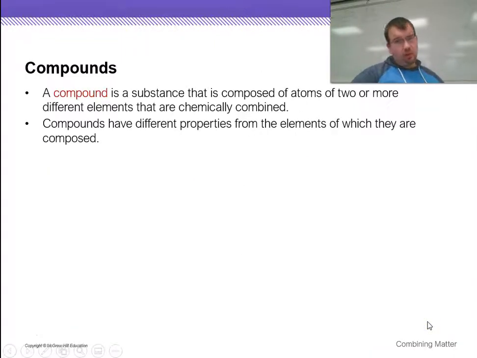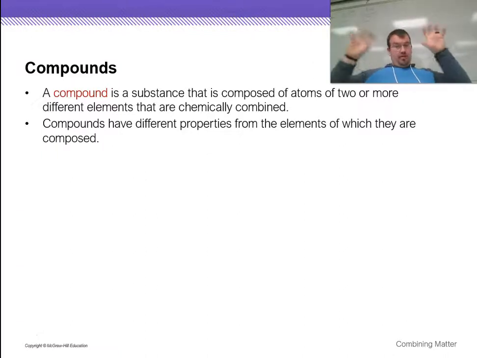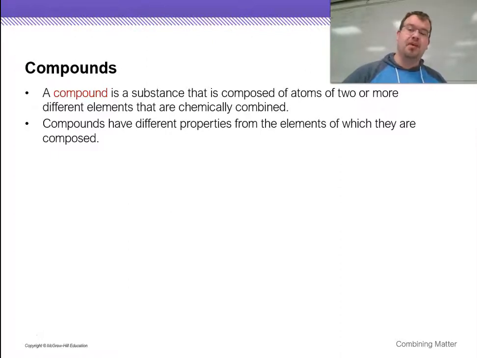This one's a little long. Apologize for that, but it's got to be covered. So, here we go. Compounds, okay? A compound is composed of atoms of two or more different elements. You take two different things and combine them together to make a compound. And compounds have different properties from the elements of which they are composed. We're going to spend some time talking about those today.